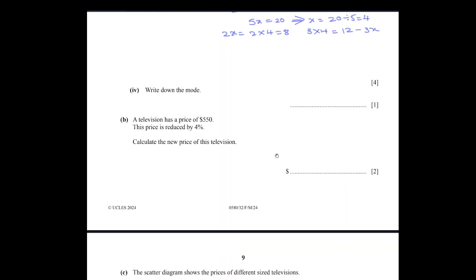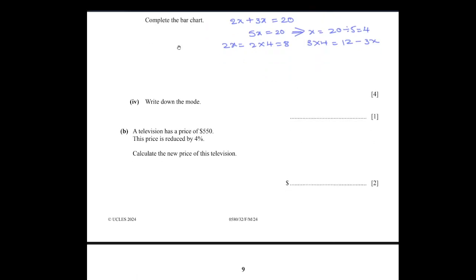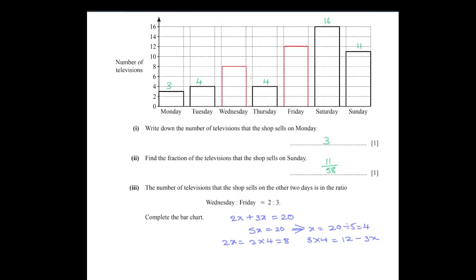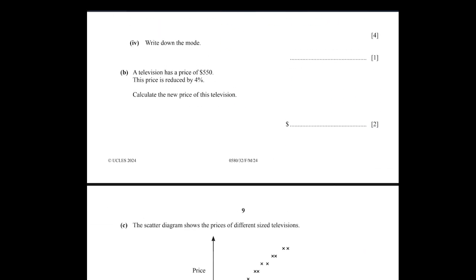Now 4A4, because A1, 2, 3 is over, now A4. Write down the mode for this data. So the most sold day of television is what? Saturday. So Saturday is the mode. Maximum number of TVs were sold on Saturday. So mode is Saturday.